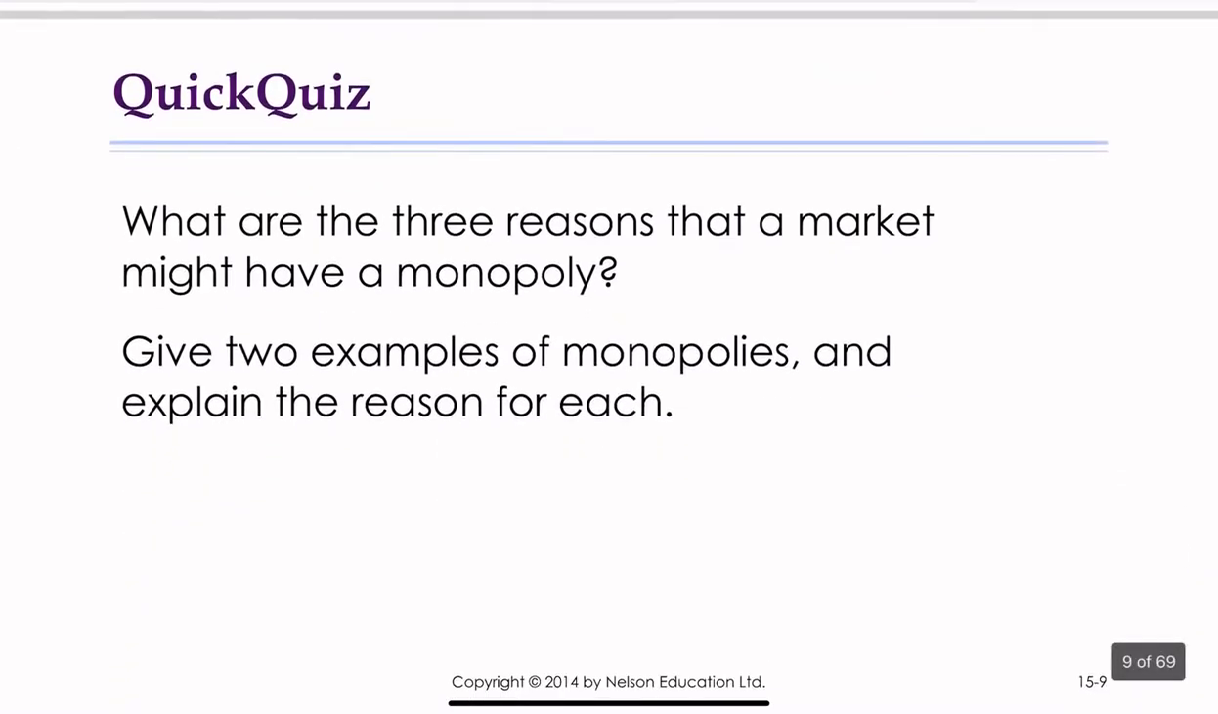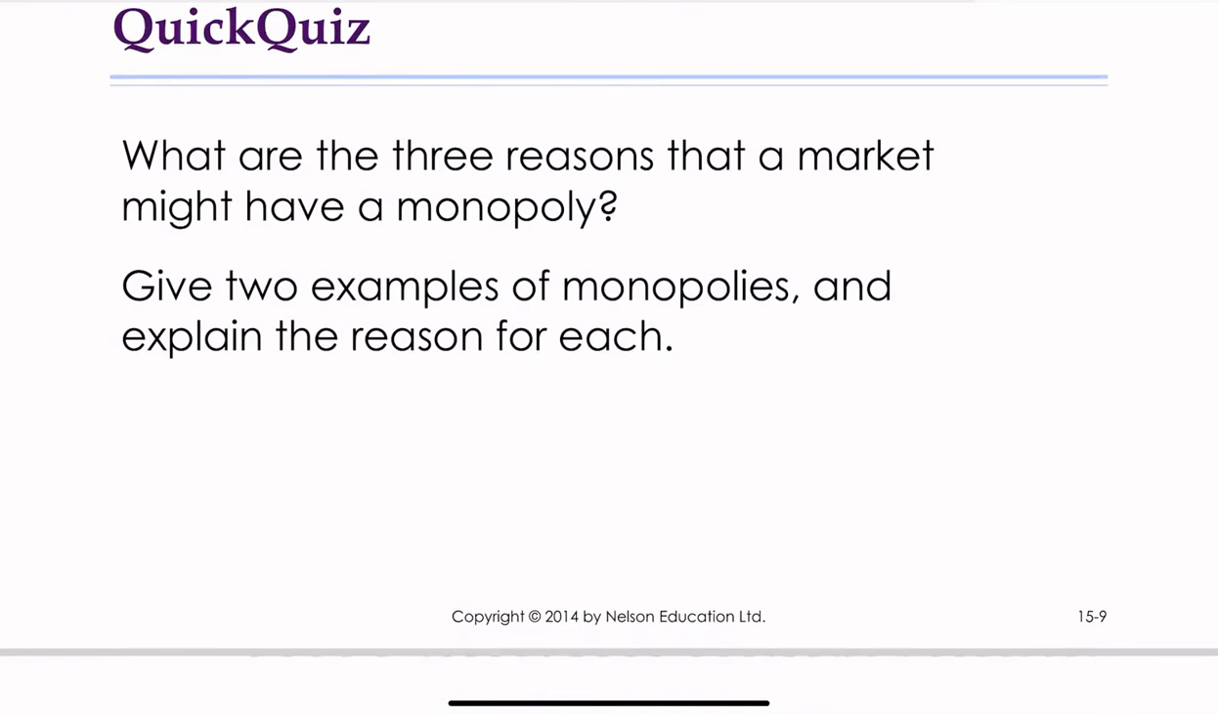Okay. What are three reasons that a market might have a monopoly? Well, to summarize, the first is that the firm controls the input. That is, the firm has a monopoly on the input. The second is government created monopoly. To be more specific, it's because of patent and copyright laws. Third, it's natural monopoly. It is called natural because it arises not because of policy, but because of technological reasons.